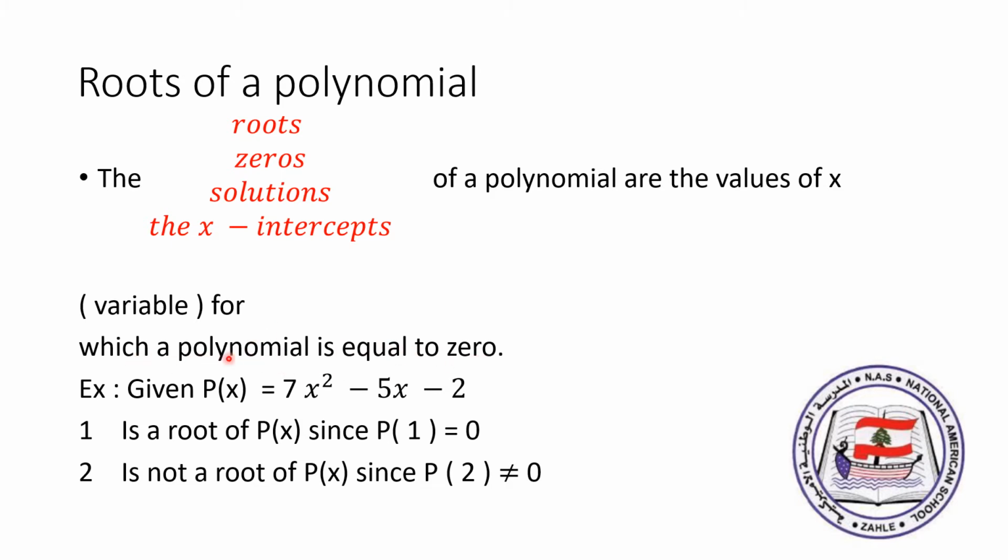Example, for a given polynomial 7x squared minus 5x minus 2, 1 is a root of p of x, since when x is replaced by 1, p of 1 is equal to 0. 2 is not a root of p of x, since when x is replaced by 2, p of 2 is different from 0.